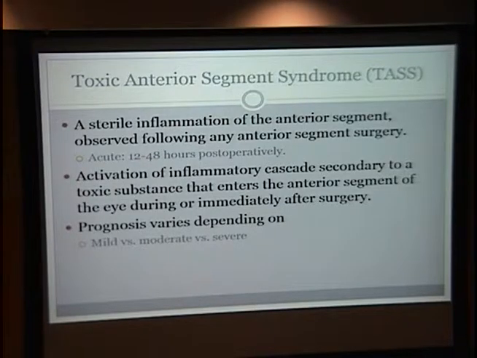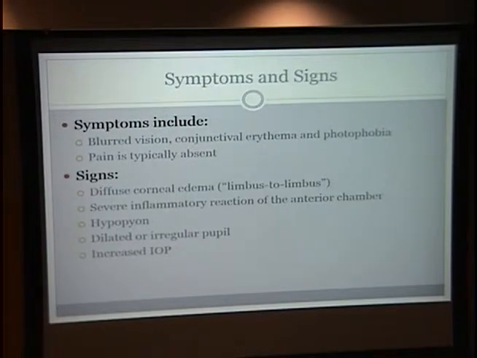The prognosis of the inflammation and this cascade varies depending on the amount and the type of substance that enters the anterior segment, how long that substance is within the anterior segment, and how long before treatment is initiated. Some of the symptoms that patients will come into the clinic presenting with are blurred vision, conjunctival injection, and photophobia. However, pain is usually absent, and this will be helpful in distinguishing TASS from another very critical diagnosis, which I will discuss in a few minutes.